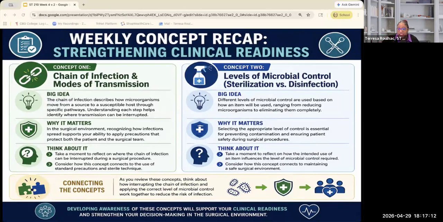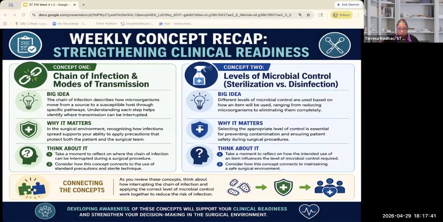But here's the key: the use of the item determines the level. So, is it entering into the body or just touching sterile tissue? That determines your answer. Not the product name, not the method, but the purpose.